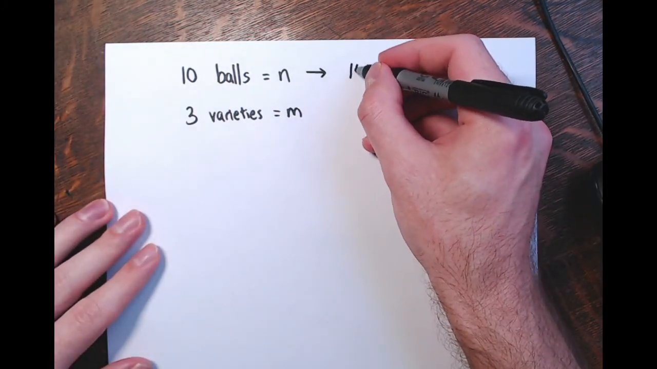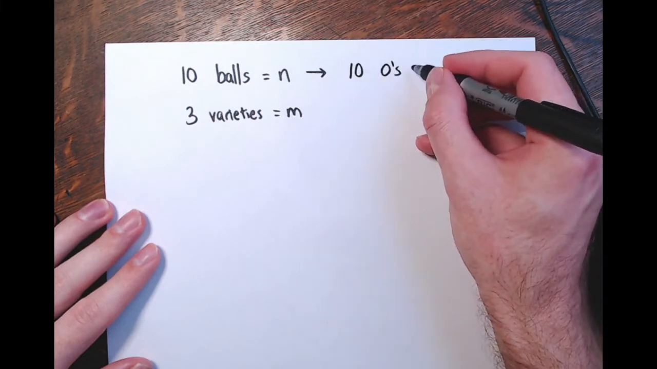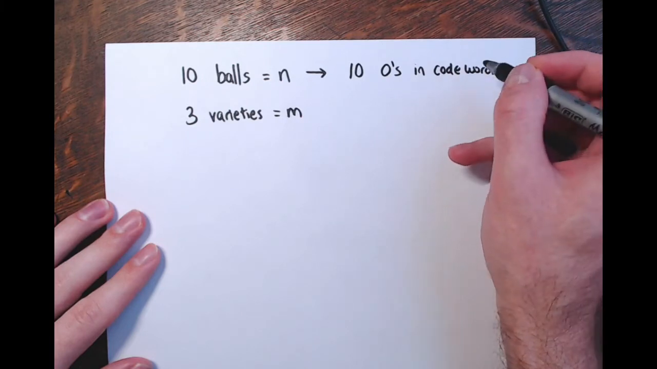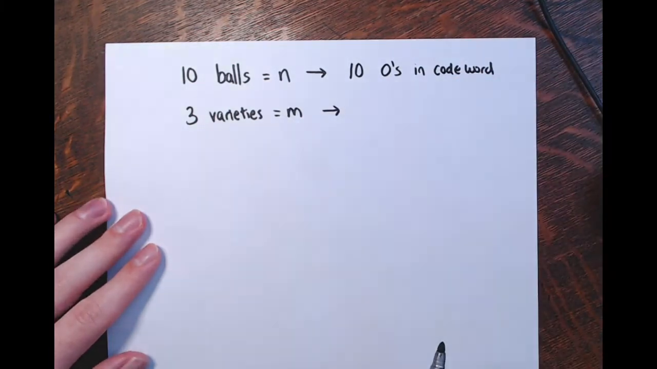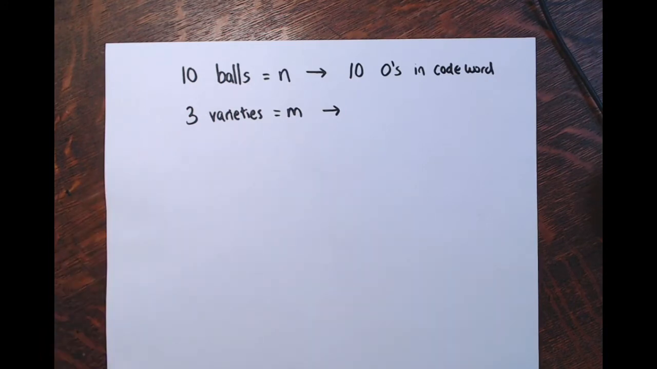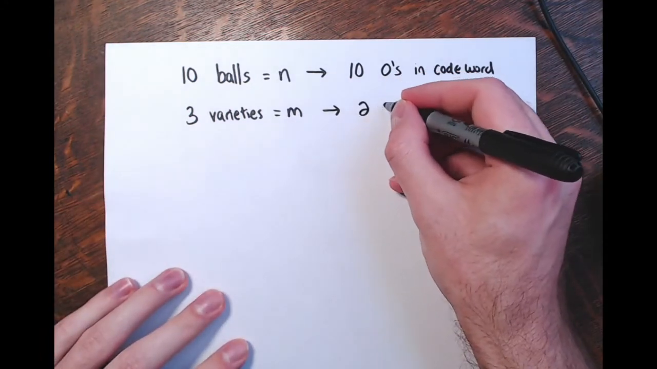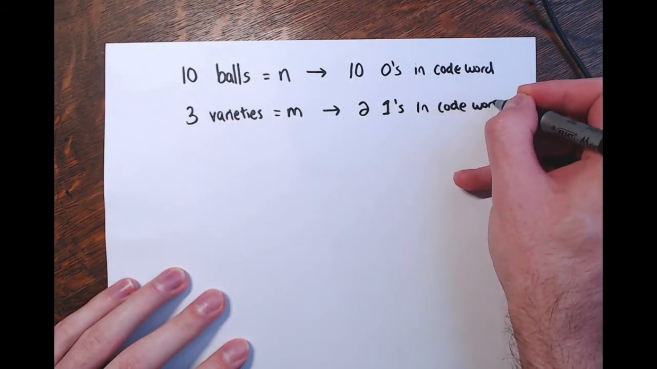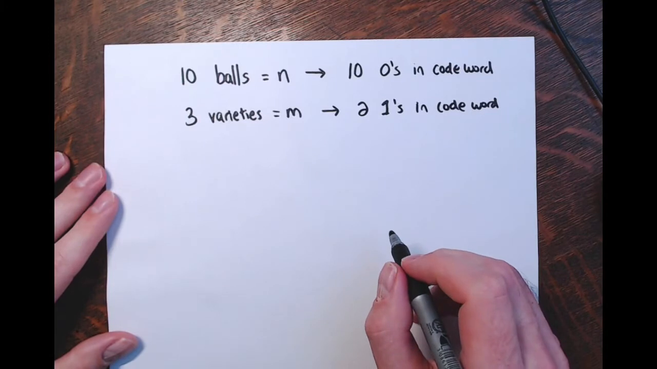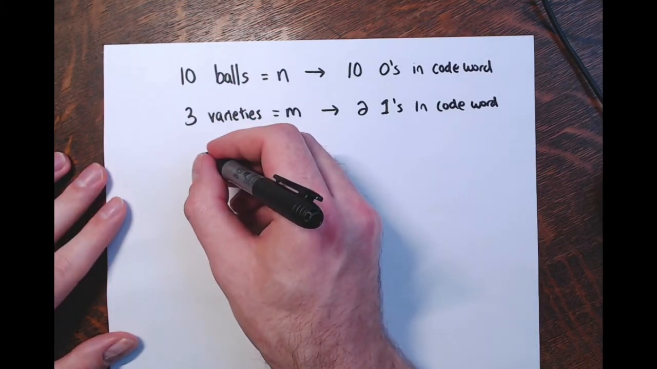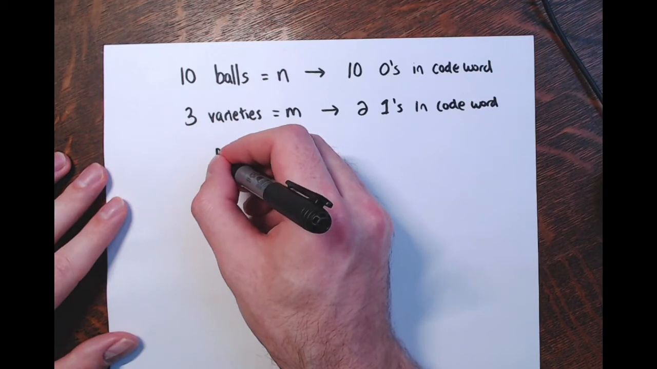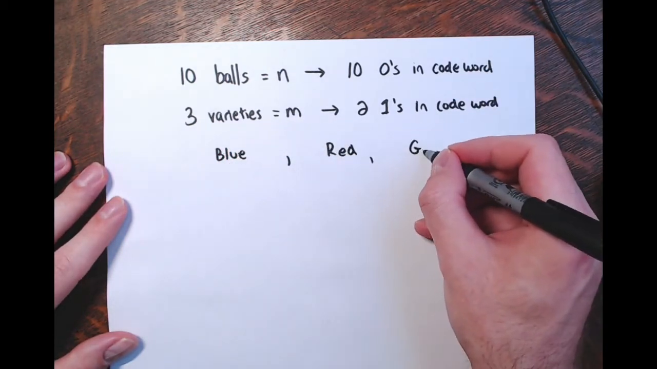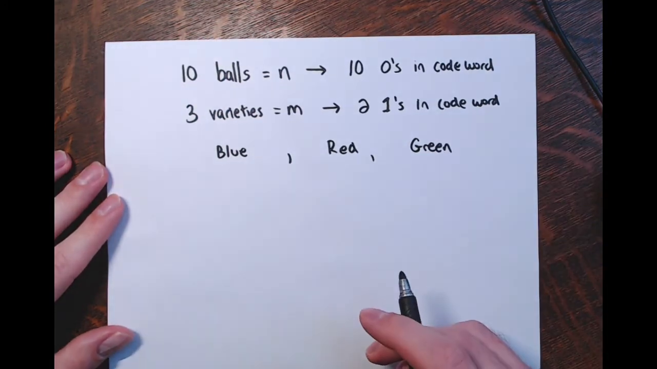Now, this is the number of zeros. That means there are 10 zeros in the code word, in the bit string that we're going to create. And to make 3 varieties, you just need 2 dividers. So there are 2 ones in the code word that we make. And the order they put the varieties in is blue is variety number 1, then red, then green.